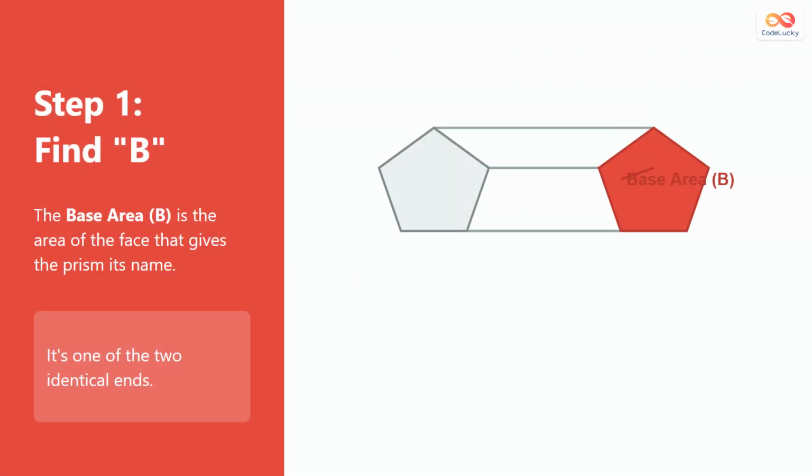The most important step is to correctly identify the base, or capital B. The base is the face that gives the prism its name. It is one of the two identical ends. Sometimes the prism might be lying on its side, but remember, the base is the unique shape at the end, not necessarily the bottom.